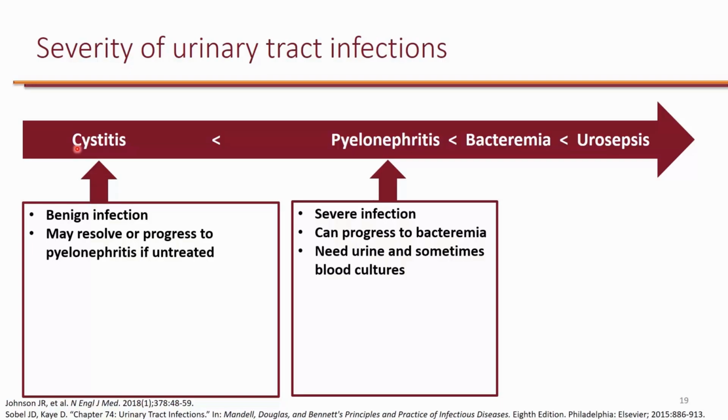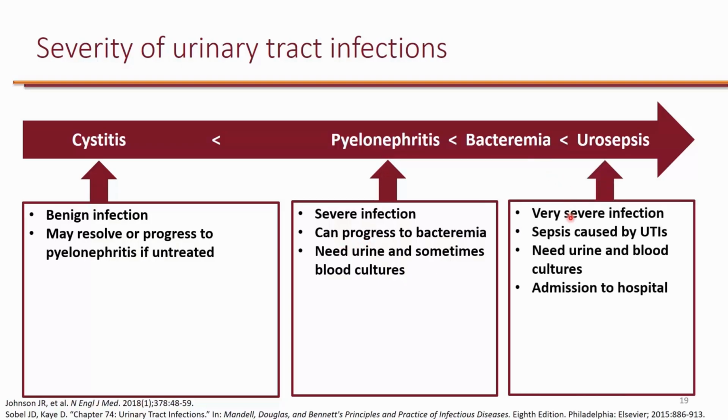So for pyelonephritis, we do need urine and sometimes blood cultures. When I say sometimes, if someone suspects that it's already made it to the blood, that's when you're going to need blood cultures. But you definitely need urine cultures to treat pyelonephritis. And then, of course, the very severe infection is urosepsis. Urosepsis basically means sepsis caused by UTIs. For urosepsis, both urine and blood cultures are needed.